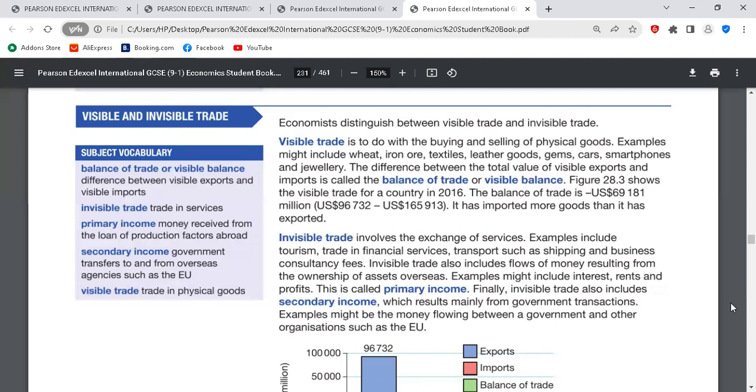That's for trade in goods, the visible one. That means we're talking about trade in goods. So we call it balance of trade in goods, the difference between exporting goods and importing goods. Do you get that? That's our balance of trade or visible balance.